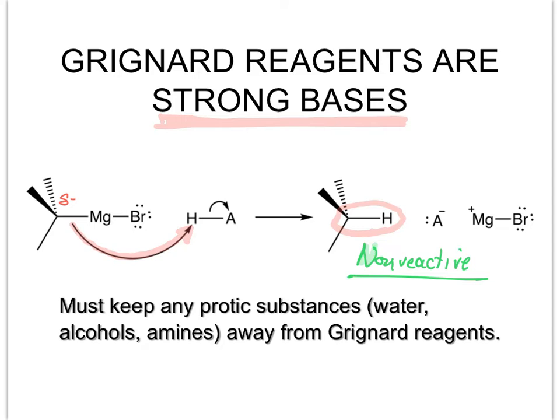And so this is a way, and we'll see it in class, if we want to replace a halide with a hydrogen: reacting a Grignard or another organometallic compound with some kind of an acid is a way to do it. But that's not why we usually make a Grignard. Usually we make a Grignard to act as a nucleophile in some other reaction. So we want to keep Grignards away from anything that might be protic: water, alcohols, even amines. The Grignard is a stronger base than an amide ion and will deprotonate amines.